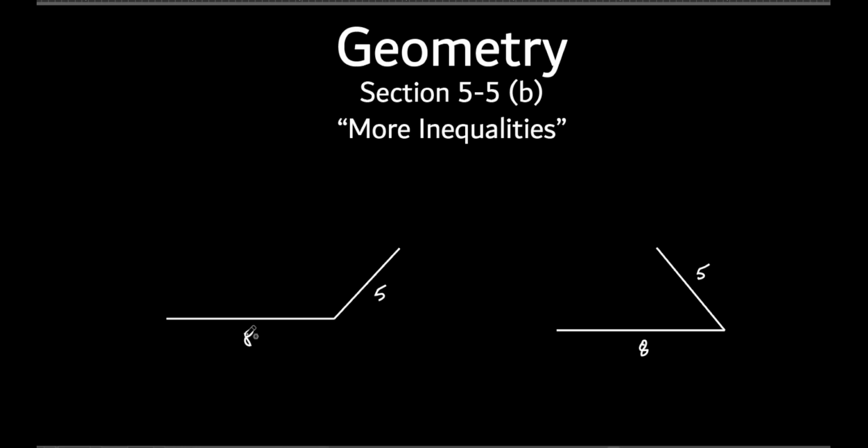Everybody with me? So what do I have? I got a side and a side that are equal. And I have what else? Another side and another side that are equal. But what did I do to the angle? What did I do to this angle and this angle? Are they the same? No, this one's way bigger than this one, correct?